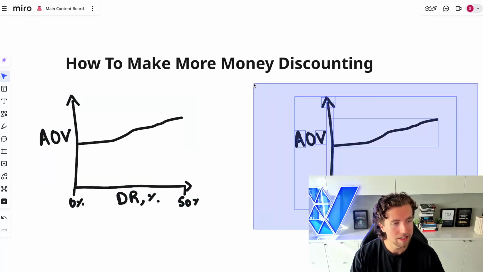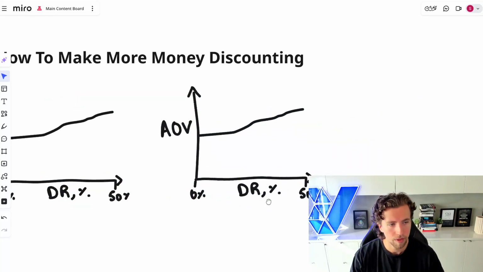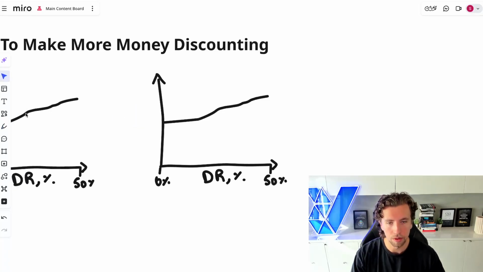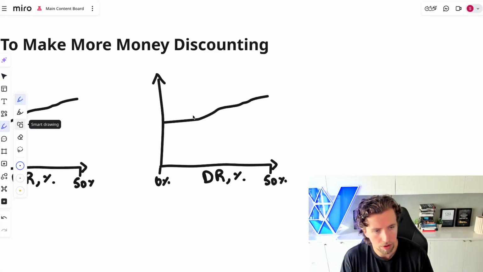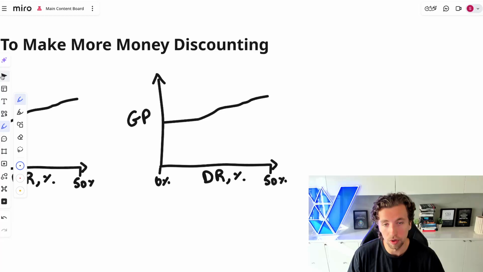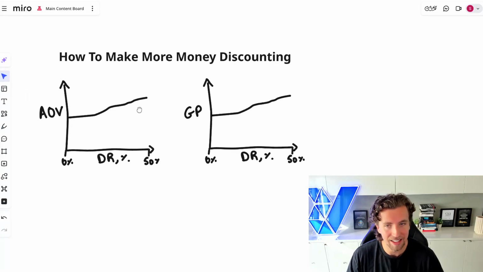And so we need to make a second version, and we'll pull over here. And we need to switch this over. So we're not going to call this average order value anymore. And we're instead going to call it GP, gross profit on first purchase. Now, in a moment, we'll also go to contribution profit, but let's start here.